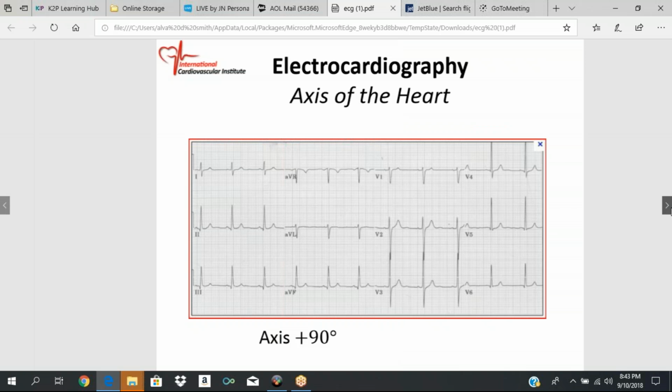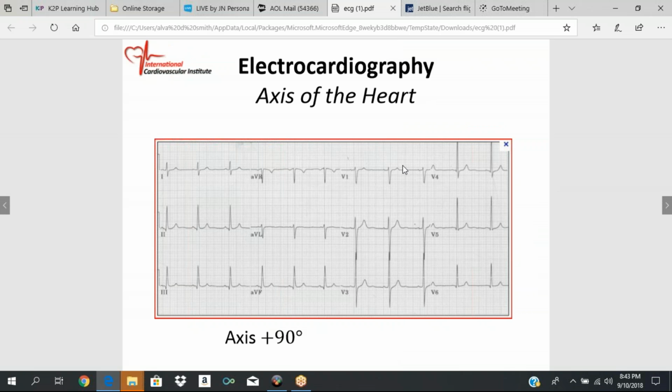All right, let's look at another one. Let's determine the rhythm.